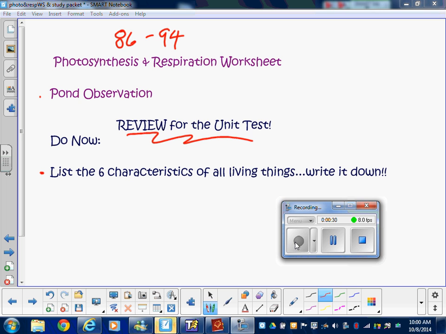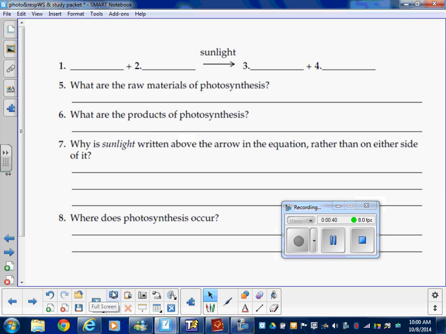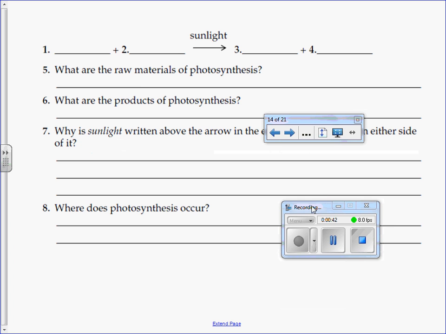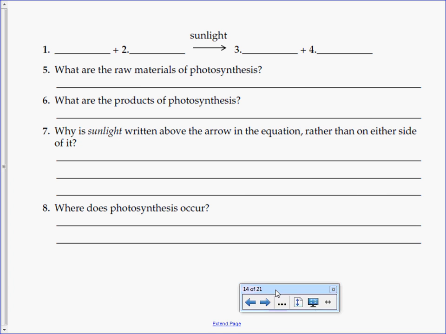And so today's quick review question was about the 6 characteristics of all living things. So moving onwards. This is what you did on your worksheet. So as a way of talking about it, we'll just go over what you did. So this first part here, the equation for photosynthesis. And let's do these questions kind of all at the same time here.